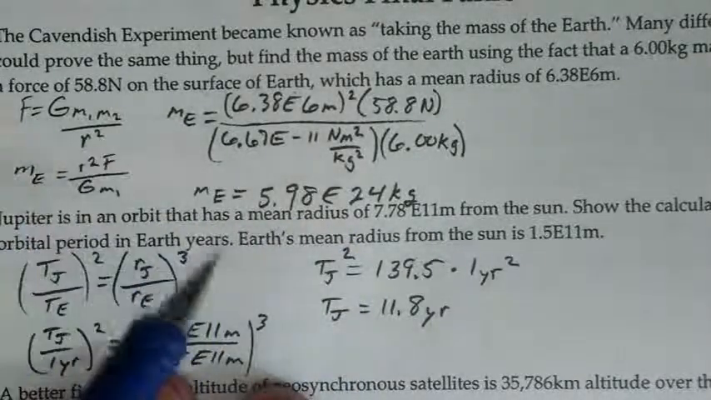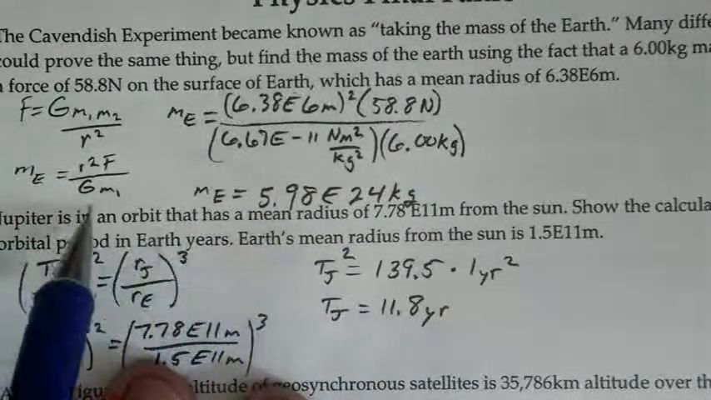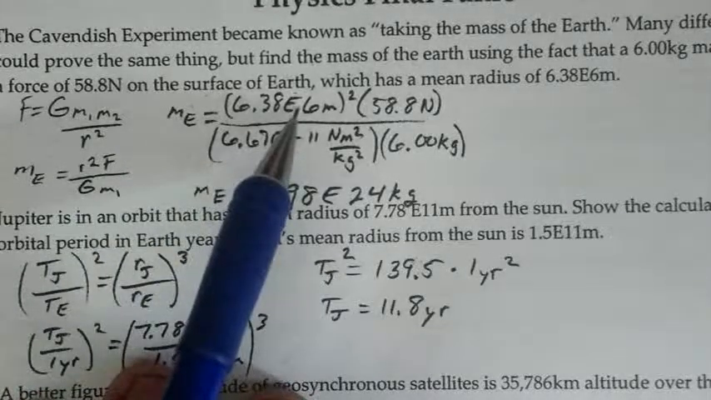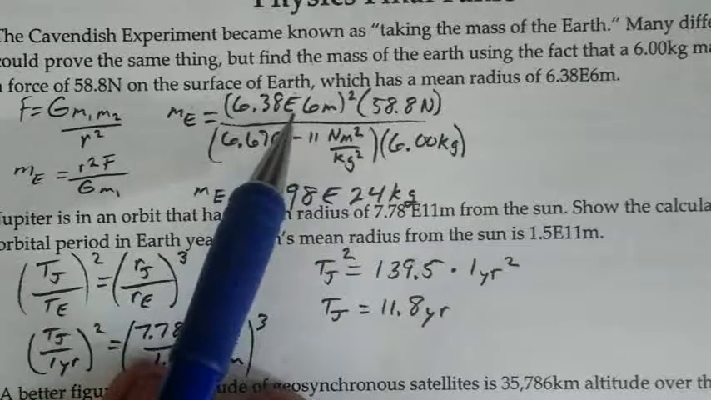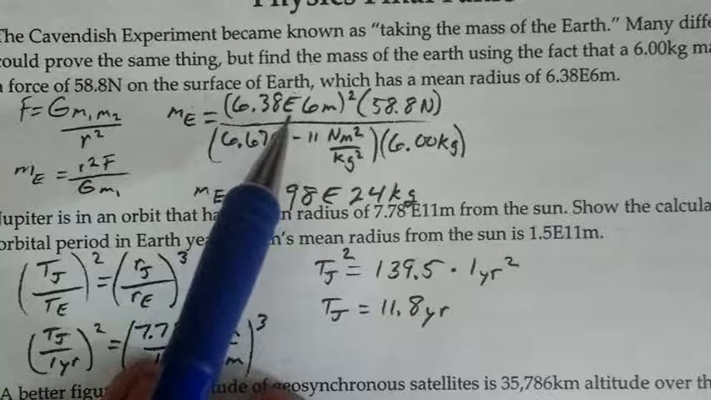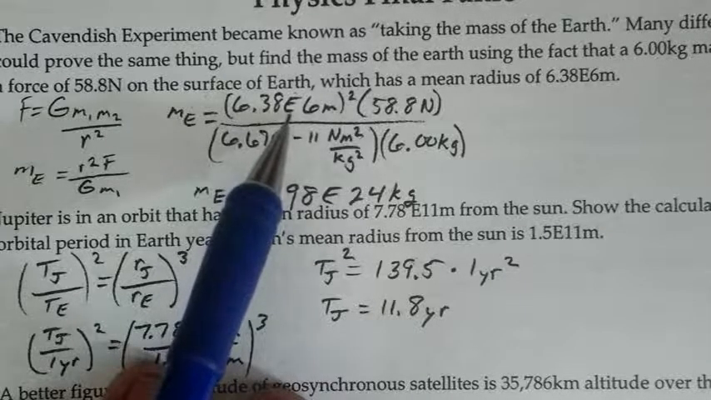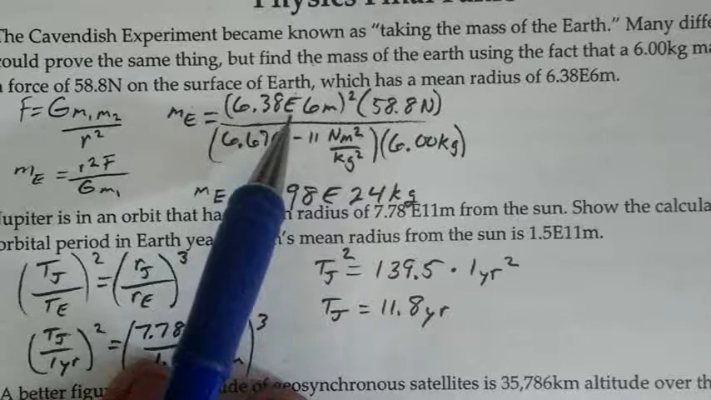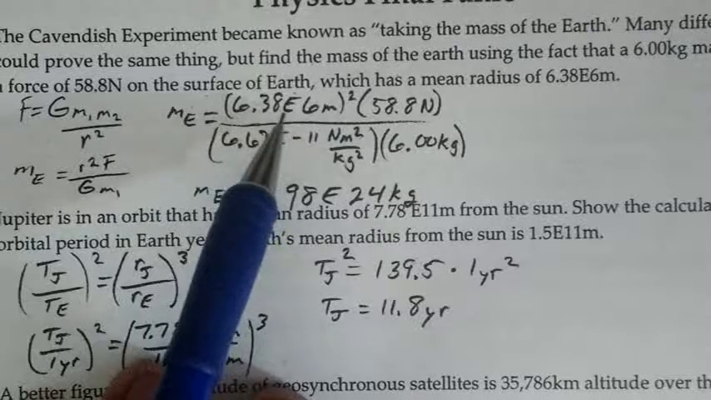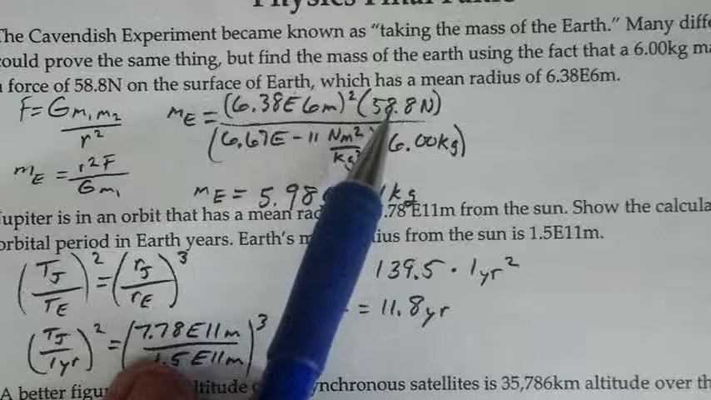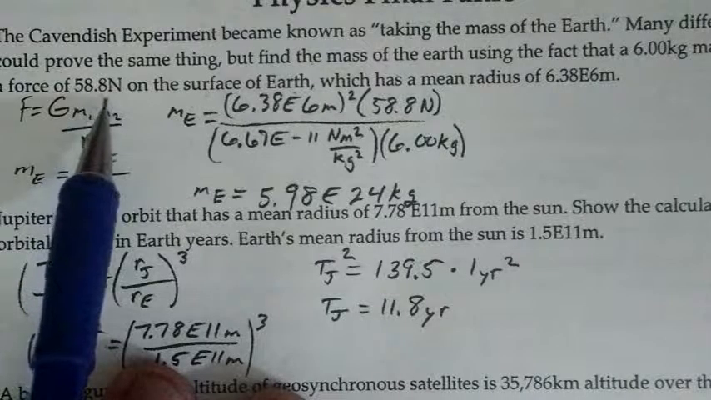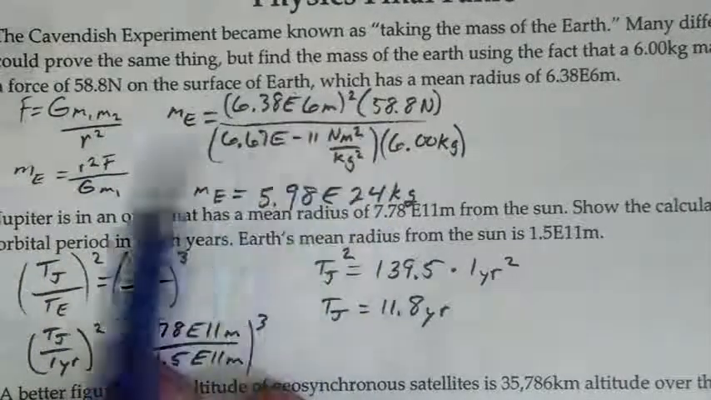Here is my gravitational constant. Here's the distance between the objects. Because the object is on the surface of the Earth, this is the distance between the object and the Earth's core. This is the average or mean radius of the Earth, the distance from the core to the average surface. We're going to get numbers good enough for our book anyway. Here is the force between them, because we said it experiences a force of 58.8 newtons on the surface of the Earth. So that's F.